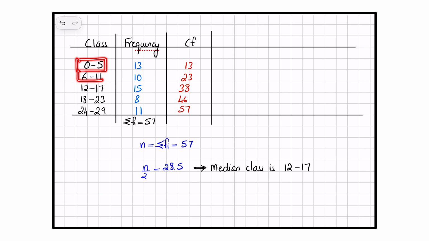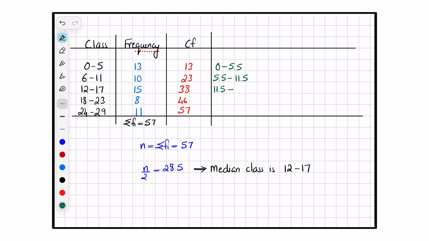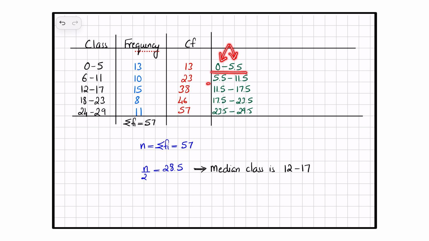Each of these classes is not in the continuous form, right? It is 0 to 5, then it goes from 6 to 11. So how can we re-represent these class intervals into the continuous form? Let us do that here. When I add and subtract 0.5, I can rewrite all the class intervals in this form, and now it is in a continuous fashion. It is 0 to 5.5, then 5.5 to 11.5, 11.5 to 17.5, and so on.